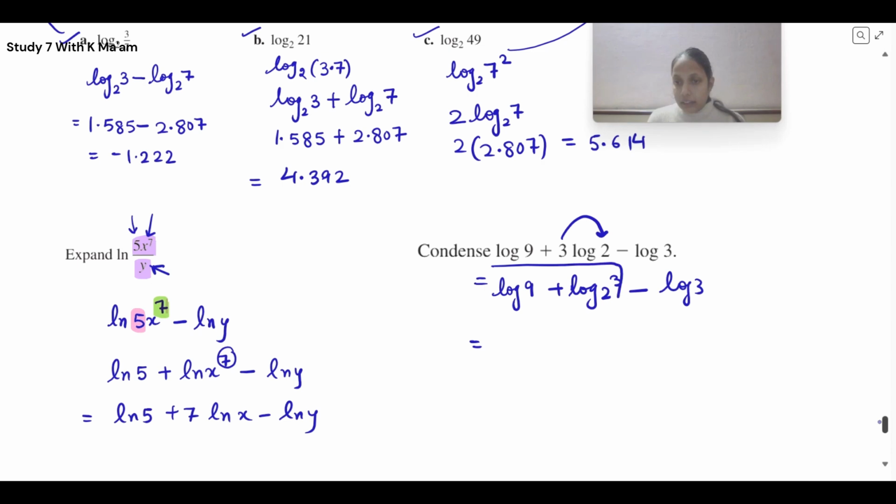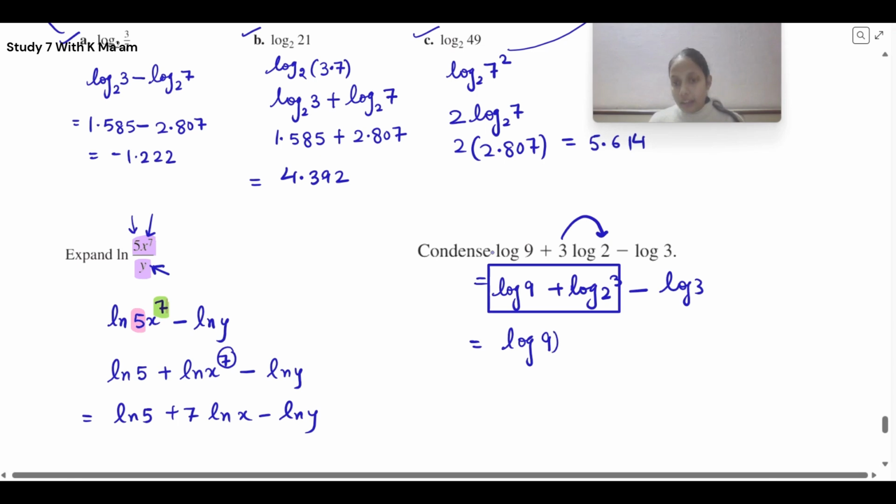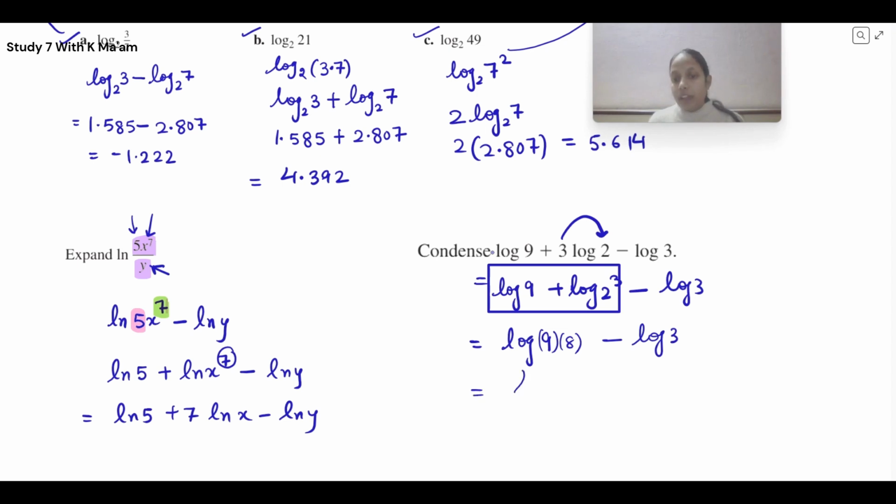I'm applying the properties one by one. If the values are adding, in the condensed form they will be a product: 9 times 2 to the power 3. 2 to the power 3 is 8, so it's 9 times 8, minus log of 3. If the values are subtracting, you have to write a fraction: 9 times 8 over 3. Don't write log again; I told you log will be there only one time. 3 times 3 is 9, 8 times 3 is 24. So you will get log of 24 as the condensed answer.